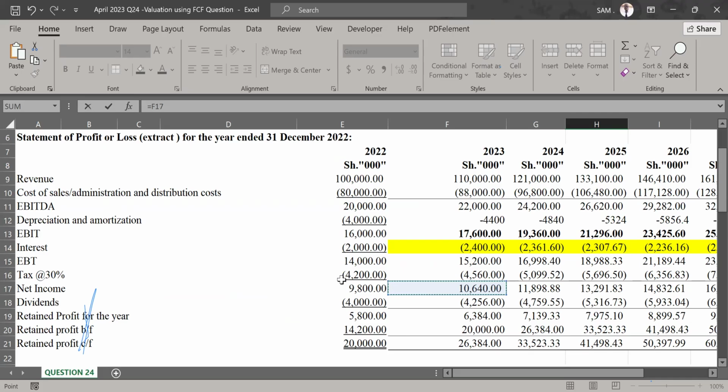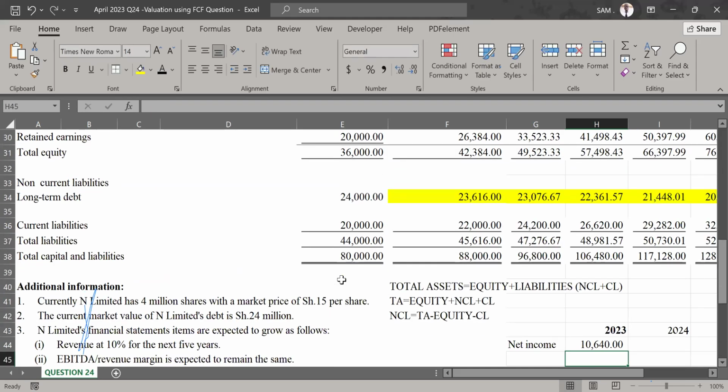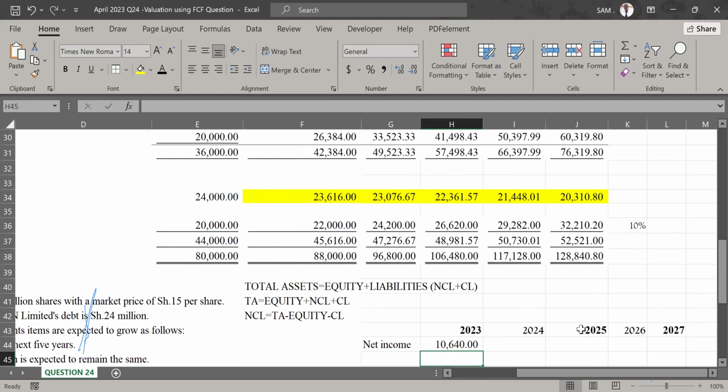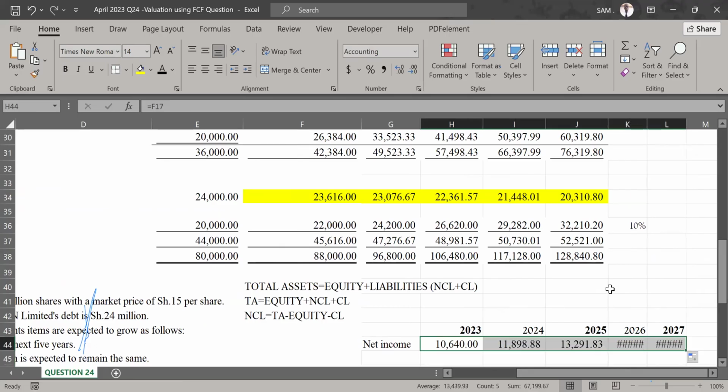But because we are looking at cash flows, we know how we are going to treat depreciation and how we should treat tax into the effect of interest. So let's bring first the net income. I've picked net income for 2023 and I will autofill the rest for 2024 to 2027 like that. Those are the net income figures we already have up there.